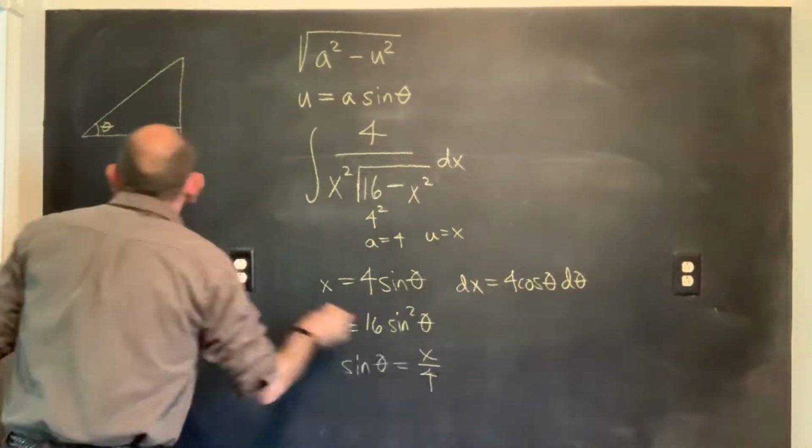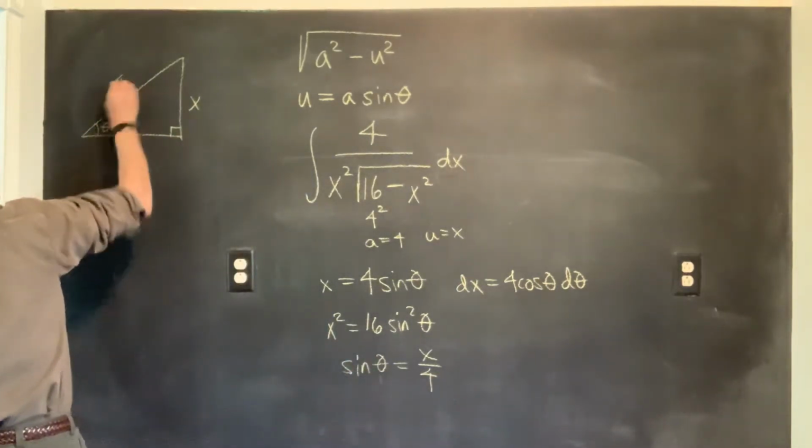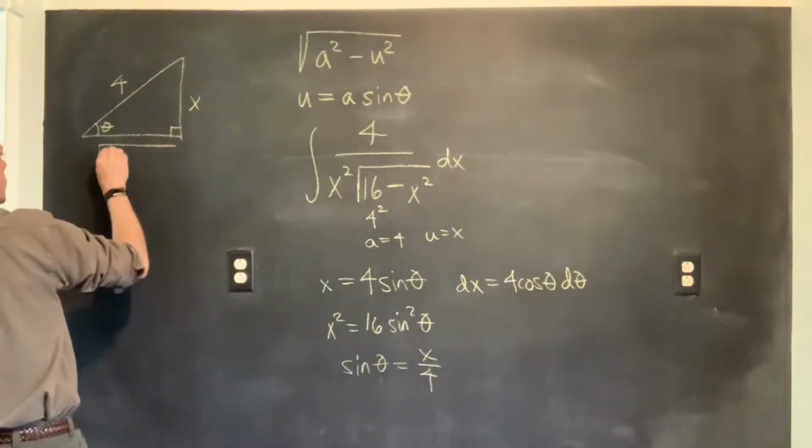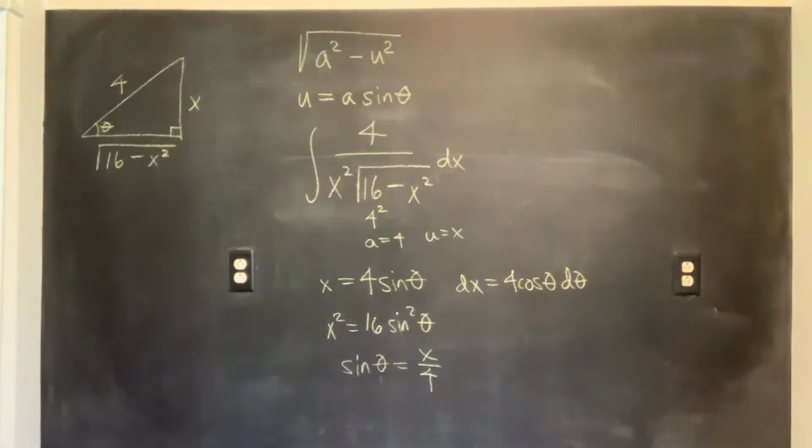I know that the opposite is x, and the hypotenuse is 4, which means that this side has to be the square root of 16 minus x squared by the Pythagorean theorem.